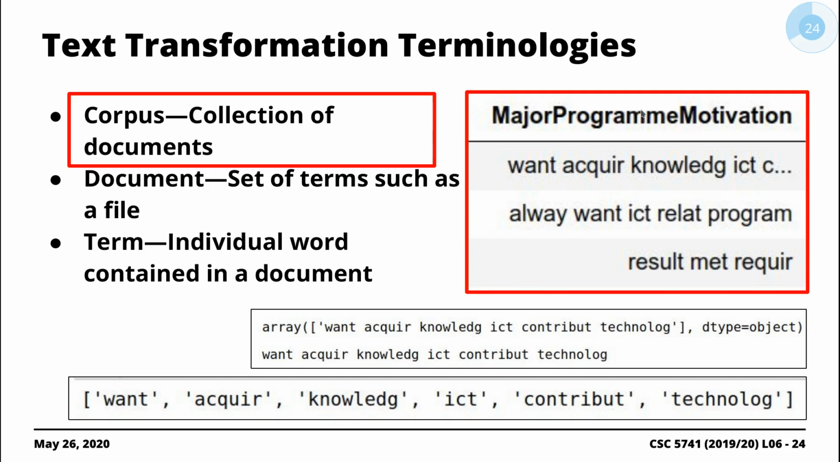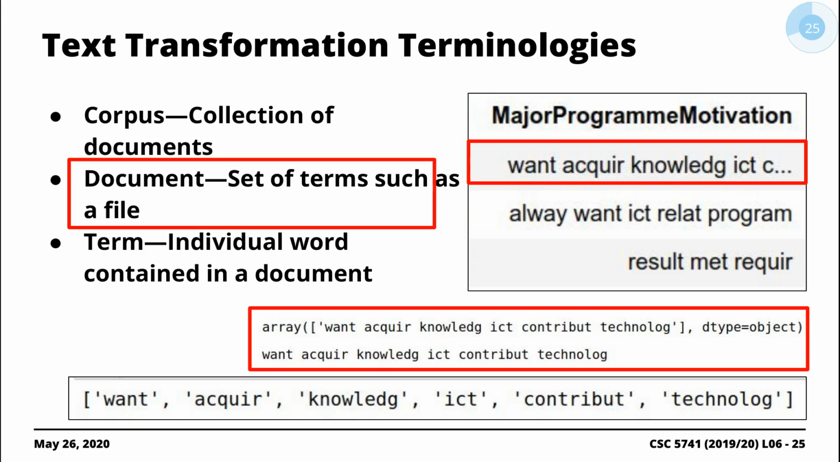So essentially, the entire data frame associated with major program motivation would form the corpus. This would be a collection of all the different documents. The document itself would be the individual entries associated with the different observations.